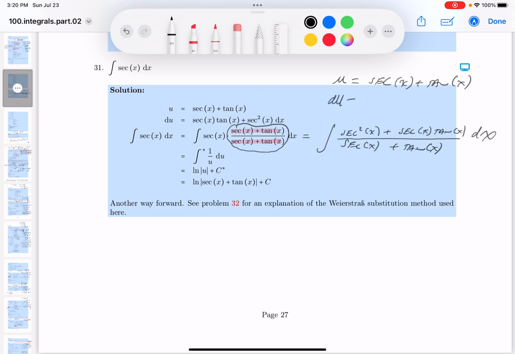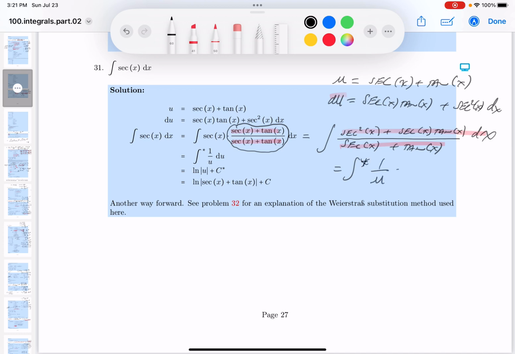What's du going to be? Well, the derivative of secant is secant tan, and the derivative of tangent is secant squared, and then dx. What's the point of that? Well, if you look at it, you should notice that this over here is just du, and this is u. So what are you left with? You're left with this.